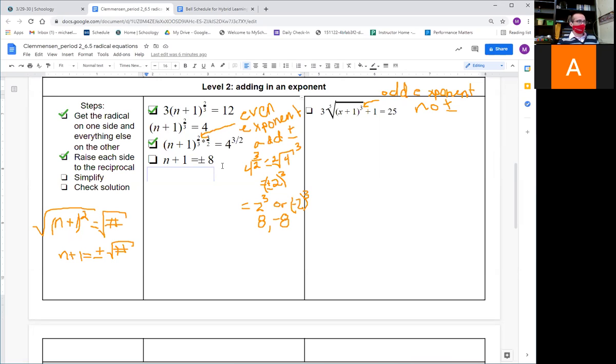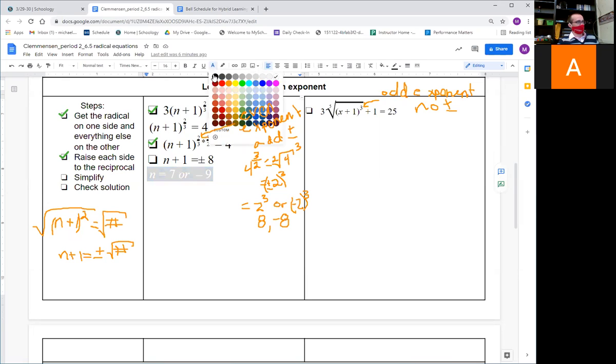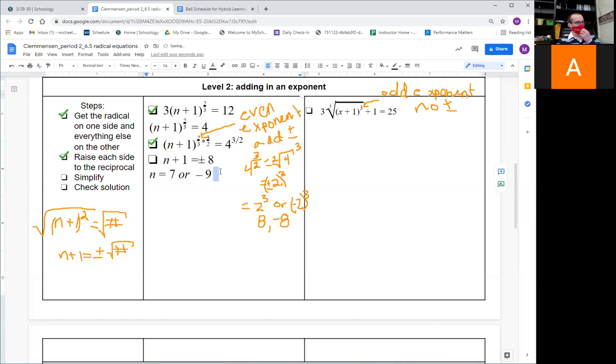So we'll move on. Subtract 1 from both of these. 8 minus 1 is 7, and negative 8 minus 1 is negative 9. 7 or negative 9 are my two answers right here. Now I have to do the process of checking my answer by plugging it in. I plug in my 7 first because it's my first number.